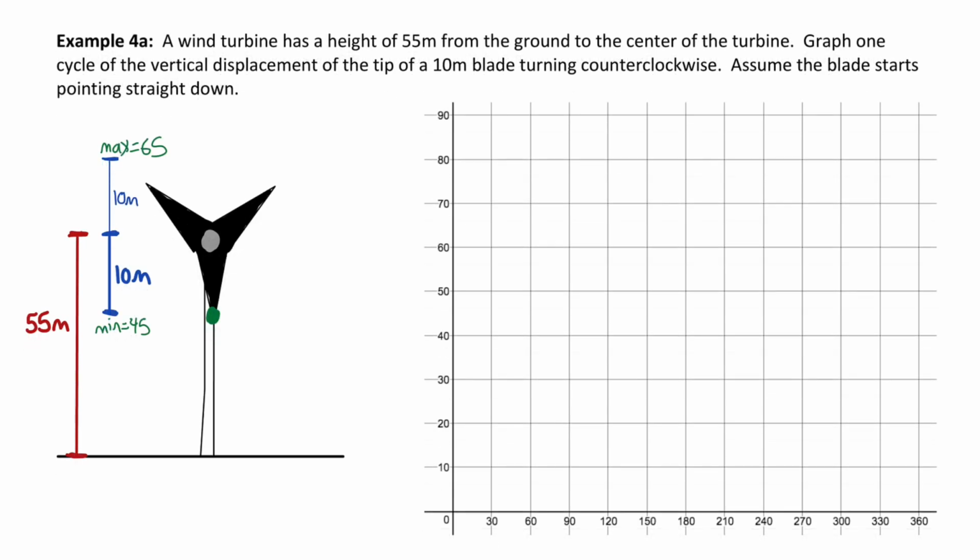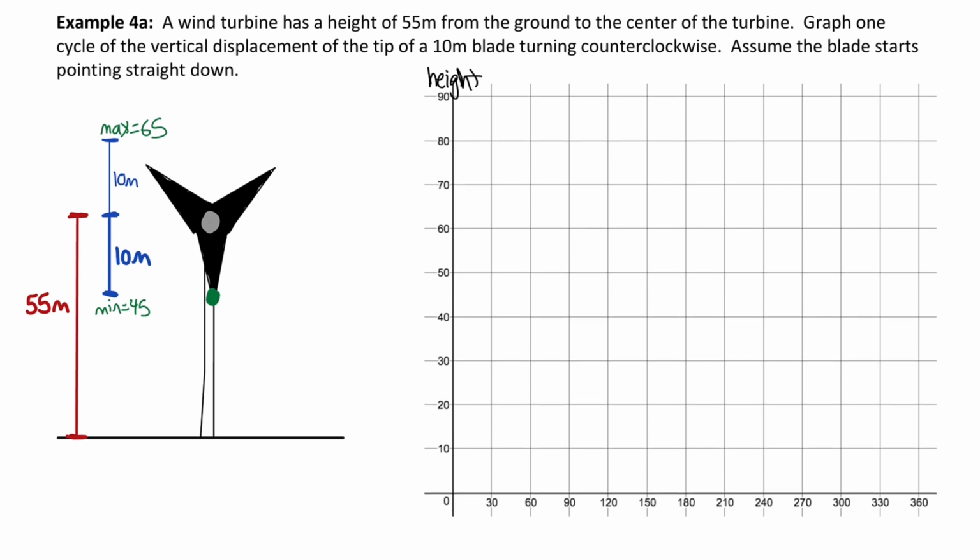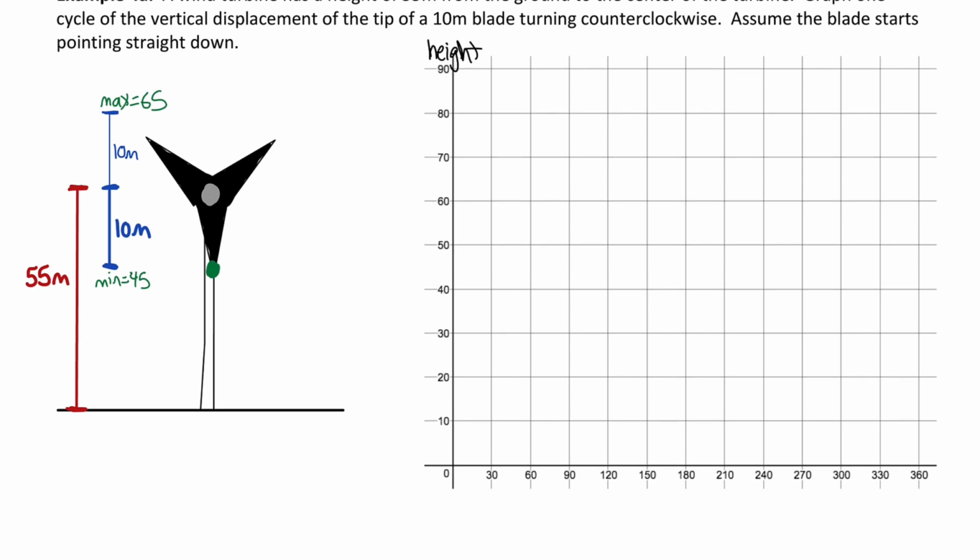And what we're going to do is we need to graph the vertical displacement, so basically the height above the ground, of the tip of this blade that starts pointing straight down. So our y-axis is going to be height, and our x-axis, we don't know anything about time for this question, so we'll just use angle of rotation for our independent variable. And I know at the start, since it's pointing straight down, it's going to be at the min height of 45 when it hasn't rotated at all. So when the angle is 0, the height is 45.